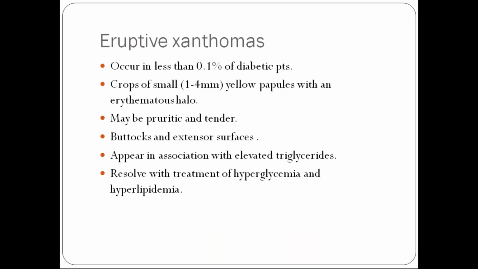Next, coming to the eruptive xanthomas, another very common condition. It occurs in less than 0.1% of diabetic patients. Here you will see crops of small yellow papules with an erythematous halo. These papules range from 1 to 4 mm. Sometimes they can be pruritic and tender also. Buttocks and extensors can get affected. It also appears in association with elevated triglycerides and resolves with treatment of hyperglycemia and hyperlipidemia. So the treatment includes not just anti-diabetic drugs, but also anti-lipidemic drugs.